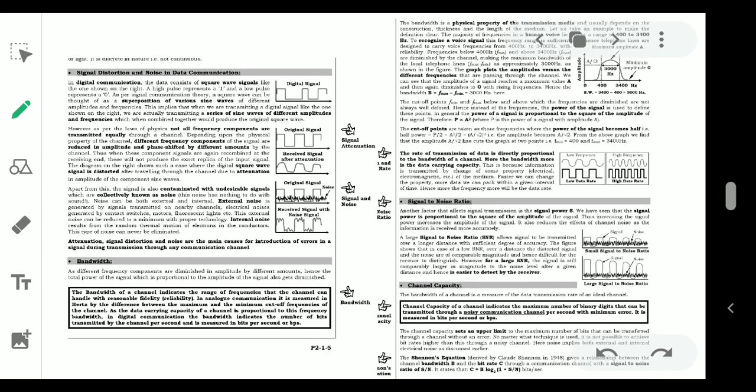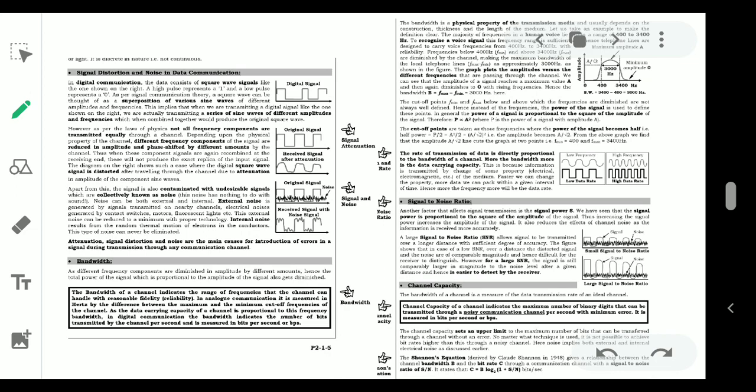It allows the signals to be transmitted over a long distance with a sufficient degree of accuracy. A larger signal to noise ratio will help us detect the frequencies at the receiver, and it will be easier to detect. Now, what is channel capacity?